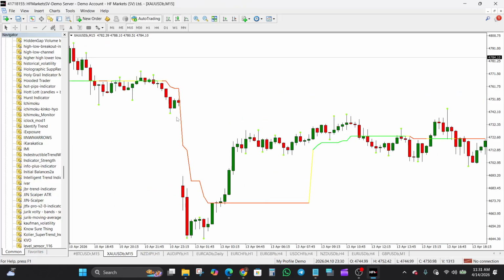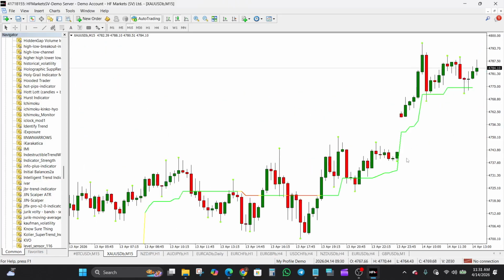So you want to sell when the line is red and price is trading below it, and you want to buy when the line is green and price is trading above it.